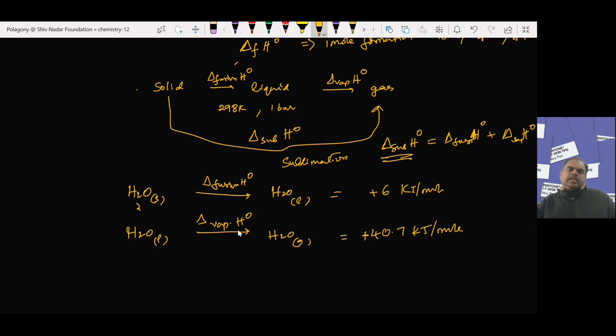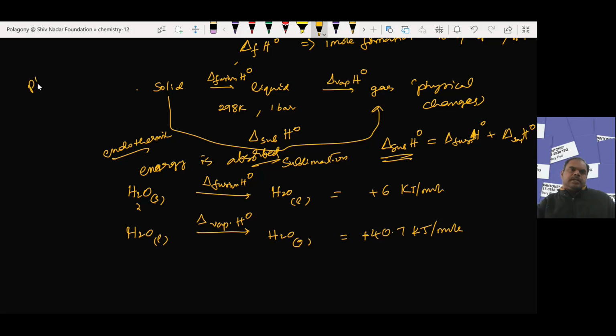So that means what we understand here is that a change of state of a compound like water is said to be endothermic. Energy is absorbed during these physical changes. So finally, what we understand is that during physical and chemical processes, there could be a change in terms of energy absorption or release, and that energy change, if measured at constant pressure, is said to be the enthalpy change, we can write.